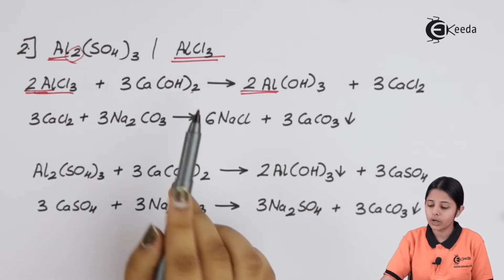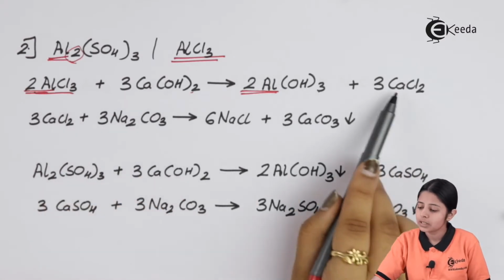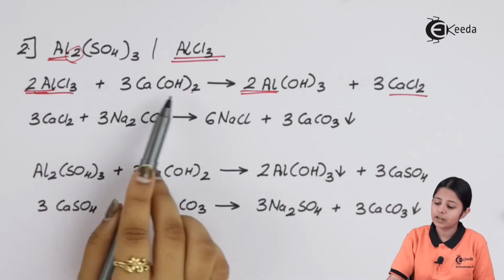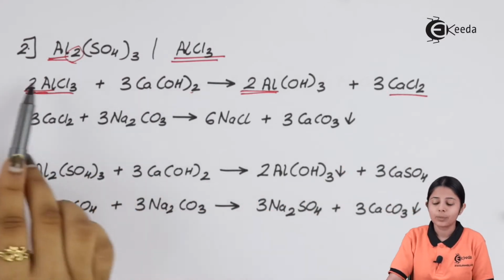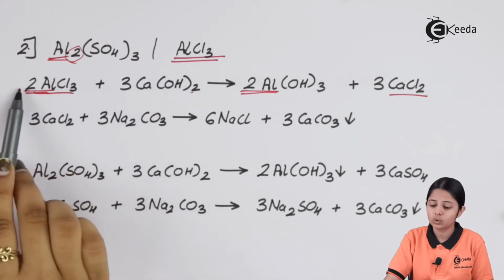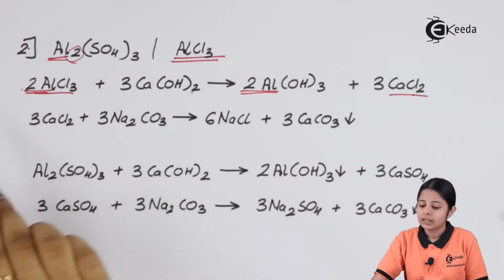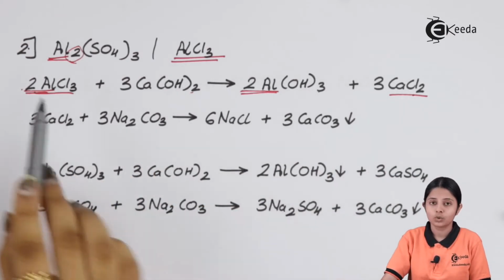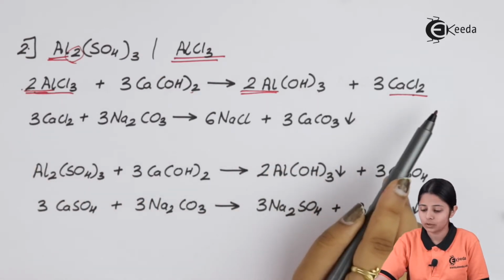What is remaining over here is calcium and chloride. This calcium and chloride forms CaCl2, that is calcium chloride. Now number of calciums over here are 3. Number of calciums over here are also 3. Number of chlorines over here are 3 into 2, that is 6. This is 2 into 3, that is 6. This is my first reaction over here, where we are trying to make AlCl3 into Al(OH)3 plus CaCl2.